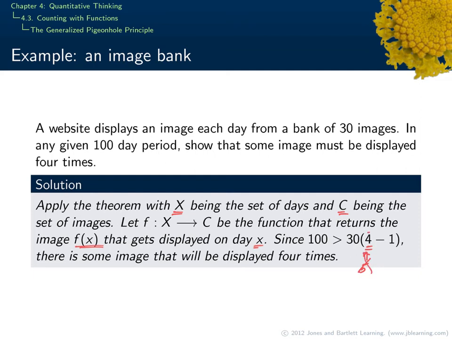So this is our value of L from the generalized pigeonhole principle. Now 3 would work for L, 2 would work for L, but the idea is to choose L to be as large as possible so that the inequality holds. So L equals 4 is the largest that works. And so what that means is that there's a set of 4 days in X where the same image is displayed.